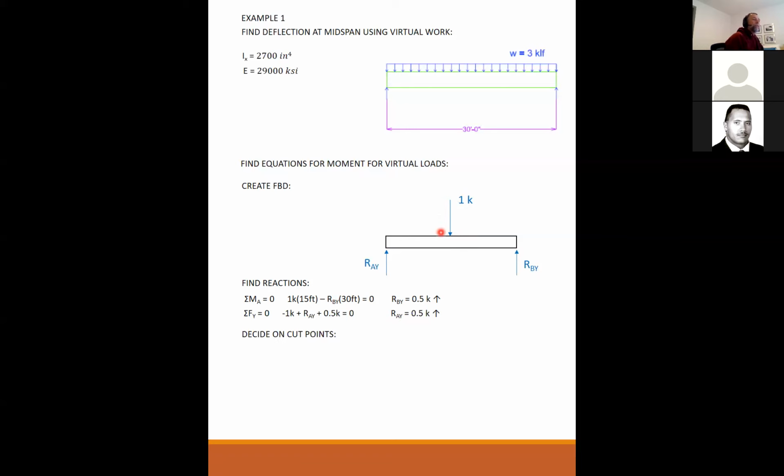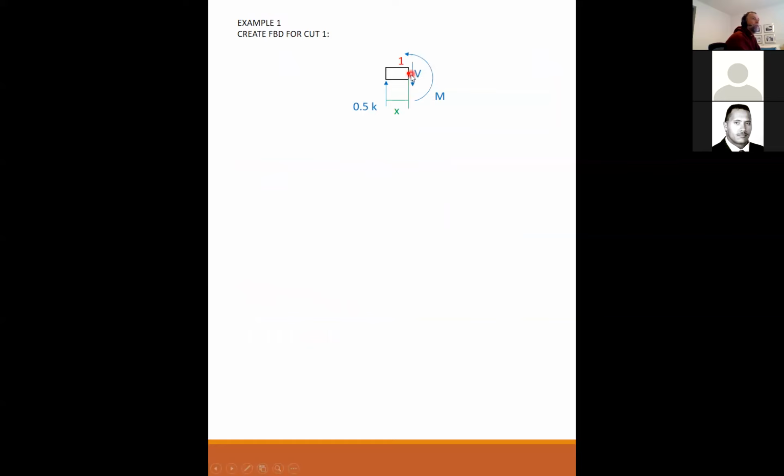Decide on my cut points. To fully describe this, how many cut points do I need? Well, I have a discontinuity in the middle, right? So I'm going to need 2 cut points, here and here. So we create a free body diagram for cut number 1. Cut number 1 is on the left-hand side of the point load.